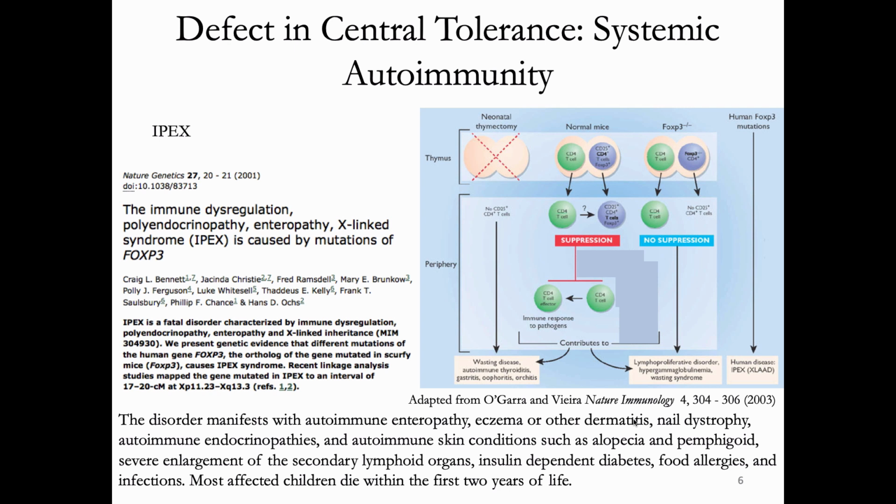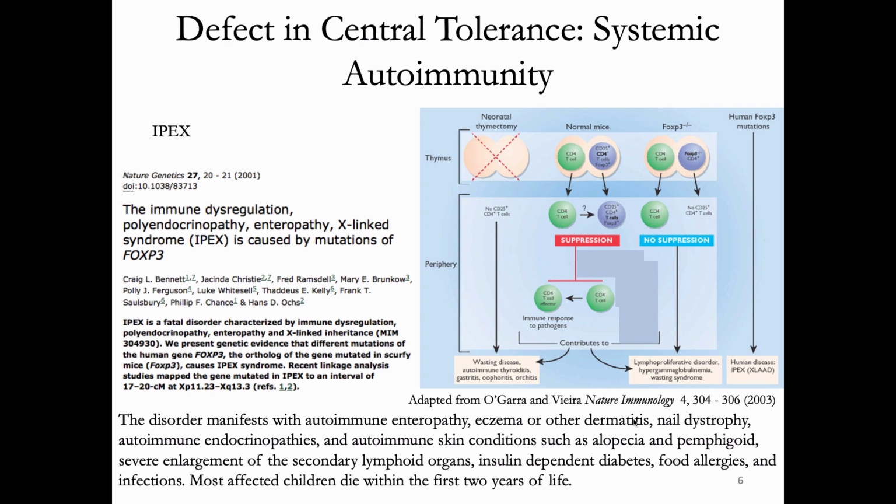The other really famous type of systemic autoimmunity that we see when there is a defect in central tolerance is called IPEX. IPEX stands for immune dysregulation, polyendocrinopathy, enteropathy, X-linked. And this is a mutation in FOXP3. In FOXP3, we have this disease usually seen in boys where they get this list of conditions. So enteropathy, so GI issues, eczema or dermatitis, nail dystrophy again, autoimmune endocrinopathies, so something's wrong with different endocrine glands, autoimmune skin conditions like alopecia and pemphigoid. Pemphigoid is bad. Enlargement of secondary lymphoid organs, insulin-dependent diabetes, food allergies, and infections.